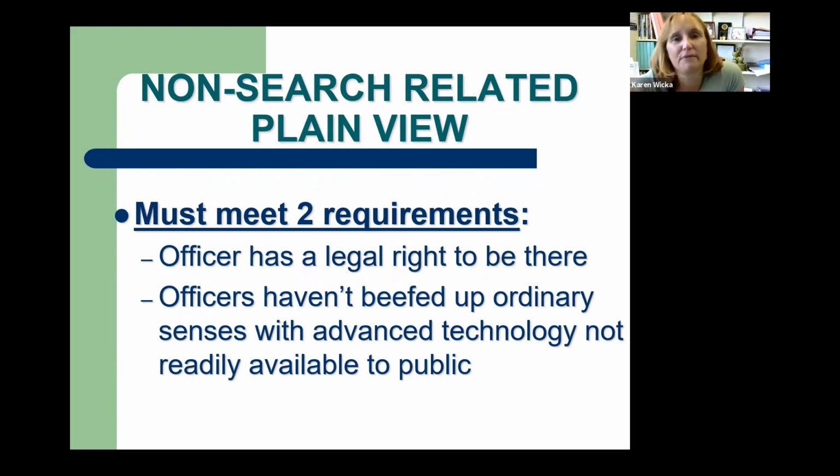Now we need to look at the rules for each one of these. So if it is non-search related, if police just happen to see it, they aren't looking for anything, it just happens to be out in the open, that's non-search related. And in order for it to be legally used against the person, you have to meet two requirements. Number one, the officer has to legally be where they're at when they see it. So if it's on curtilage or something and the police officer didn't have the right to be there, then they cannot use that evidence. It would be excluded. So the number one thing is that the officer has to be legally where they're at when they see it for plain view to kick in.